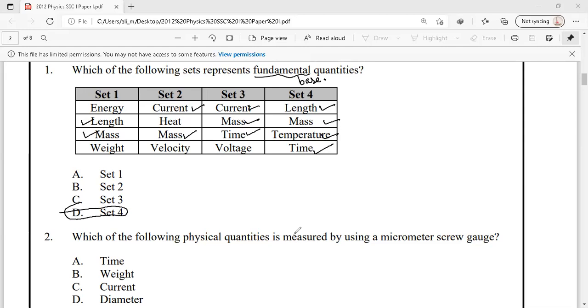Then we have question number 2. Which of the following physical quantities is measured by using a micrometer screw gauge? This instrument is used to measure the thickness or the length of any object within 2.5 centimeters. So the correct answer is option D. Diameter can be termed as the length or the thickness. Time, weight, and current are measured by using a stopwatch, a spring balance, and an ammeter. The correct answer for this question is option D.